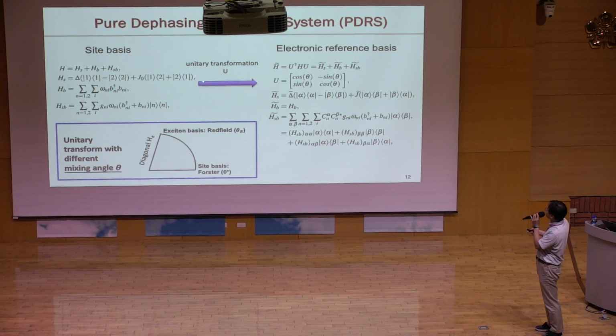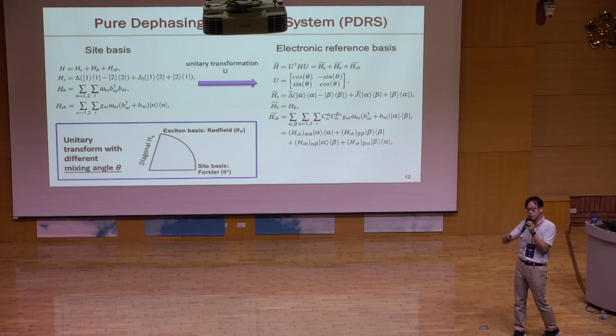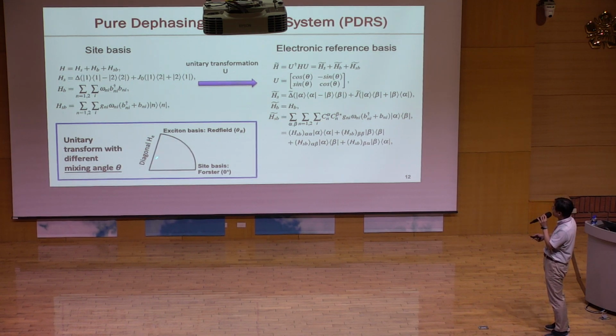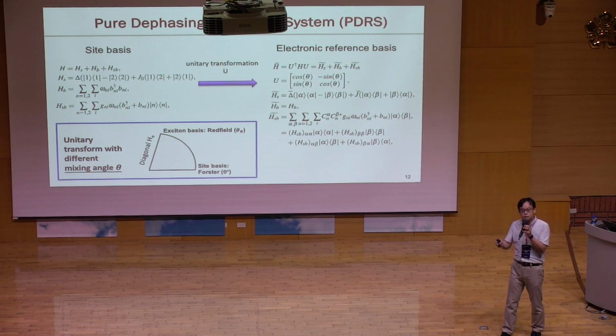And we can apply a unitary transformation to transform this psi basis Hamiltonian to another basis. If you transform this Hamiltonian to a diagonal electronic Hamiltonian, the system Hamiltonian here, this is called the exciton basis in the field, and this is the so-called Redfield approach. But you can actually do the transformation partially.